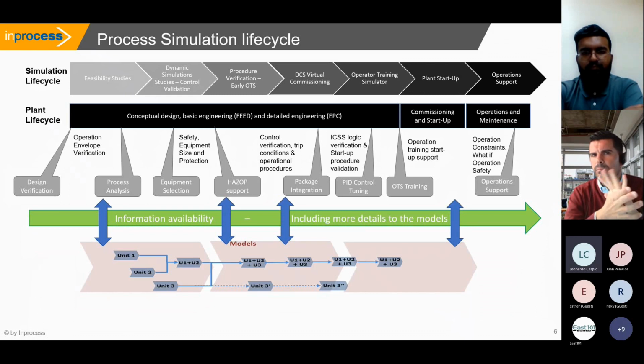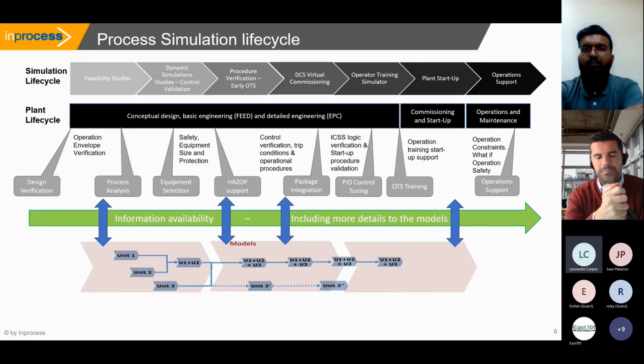Now, if we focus on a DCS virtual commissioning phase, at this point we don't need to wait until the ICSS has already passed the FAT, because we would already be late for an operator training simulator.